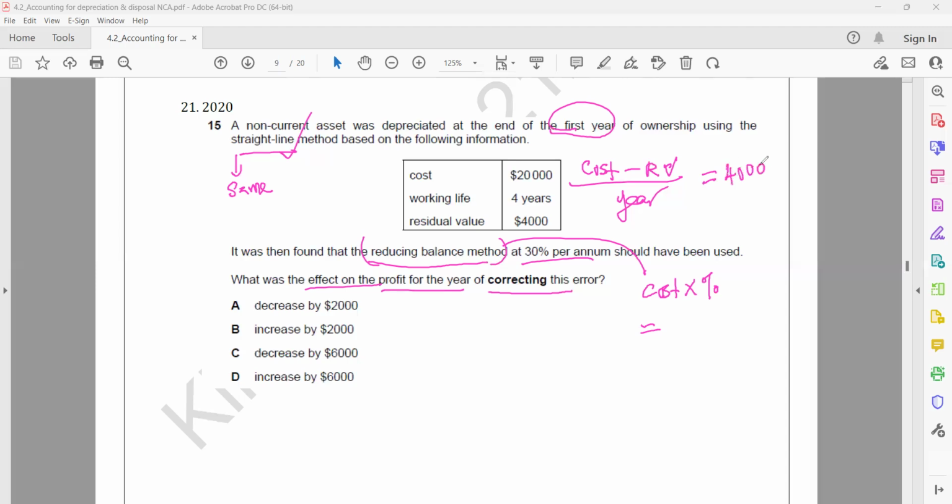4,000. Yes, 4,000. Okay, now the cost here, the first year, the cost is 20,000 times 30%. So this one will be 6,000. We charged 4,000, but now we realize that we should charge 6,000. So what is the effect on the profit after we adjust it? Decrease or increase the profit? Decrease. Because we charged 4,000, actually it was supposed to be 6,000. So we have to add another 2,000 as expenses.